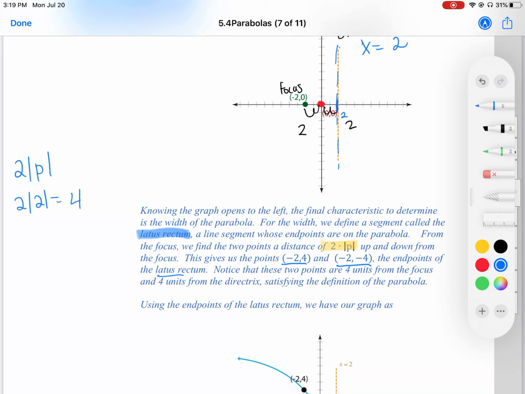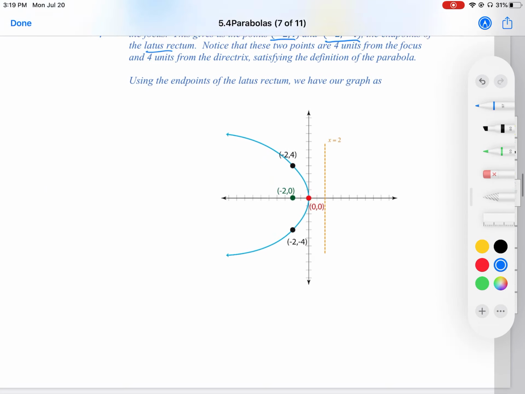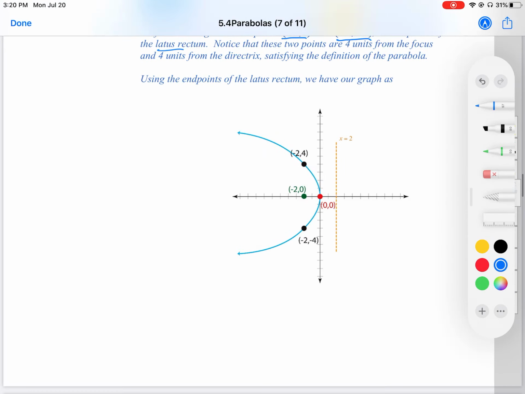So we added 4 and we subtracted 4 from our vertex, which was 0, 0, to our y coordinate. I believe I said x coordinate by mistake at first. So that would be the endpoints of the latus rectum. Notice that these points are 4 units from the focus and 4 units from the directrix, satisfying the definition of a parabola. So that we have this point given.